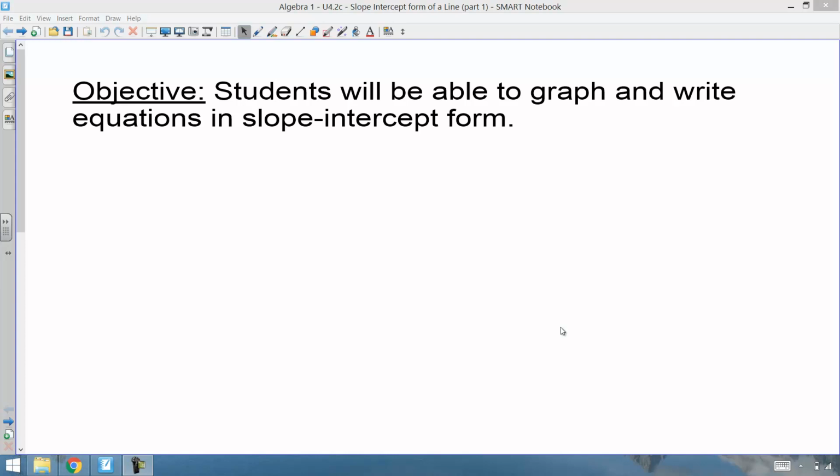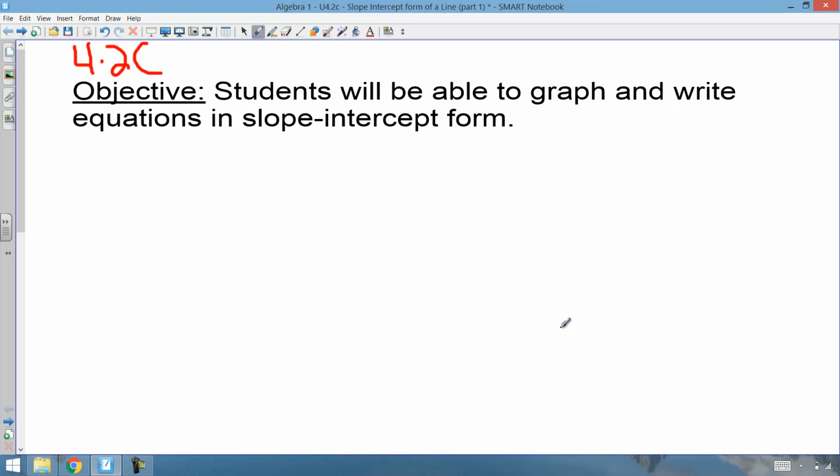Okay, so this video is 4.2c, and it is on slope-intercept form of a line. So just be assured that your video says 4.2c, and it is again slope-intercept form of a line. You can kind of see it up here, and it's part one.